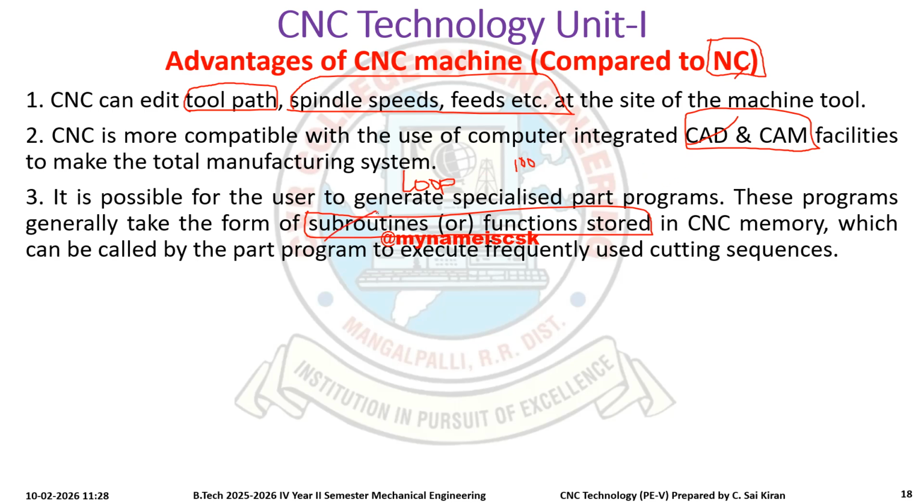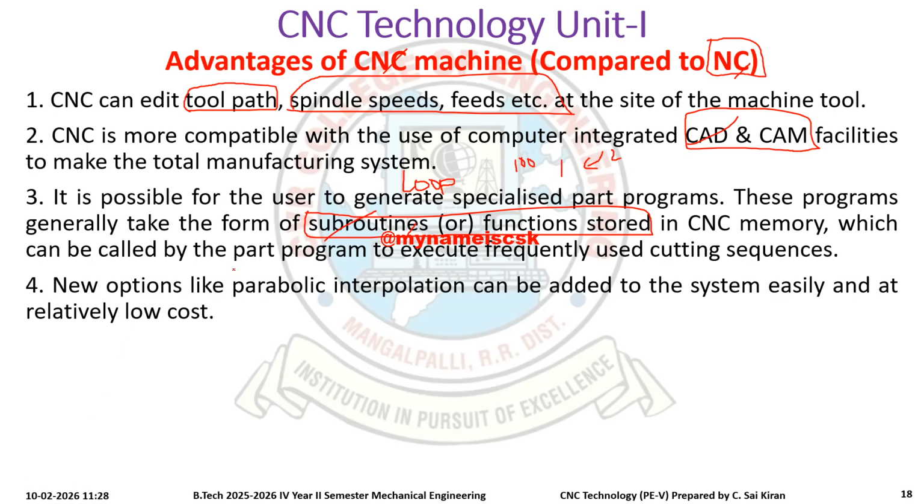So we have to create subroutines. Subroutines are more feasible in CNC machines compared to NC machines, so that we can recall the program directly from memory and execute it frequently in the cutting sequences. Or else, in one program, if you want to insert a second program at a point where you require it, you can directly import the second program by using subroutines.